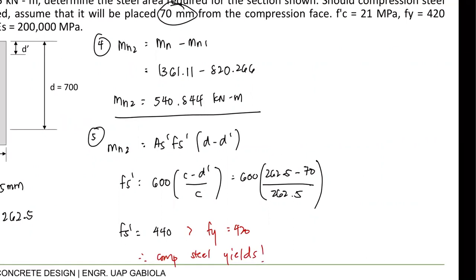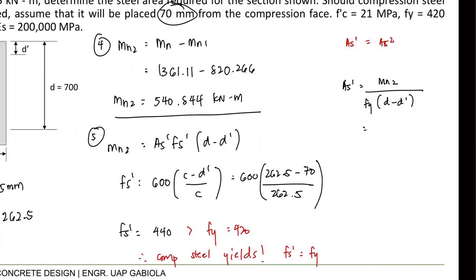So, ibig sabihin yung Fs prime natin is equals to Fy. Ibig din sabihin nun, pag nag-yield siya, ang As prime natin ay equals kay As2. Dito lang yan, pag nag-yield siya. Pag hindi siya again nag-yield, so iba ang solution ng As prime. So using this formula, kay As2 is using yung formula na isa. So we have As prime is equal to Mn2 all over Fy (d minus d prime), kasi nag-yield siya.